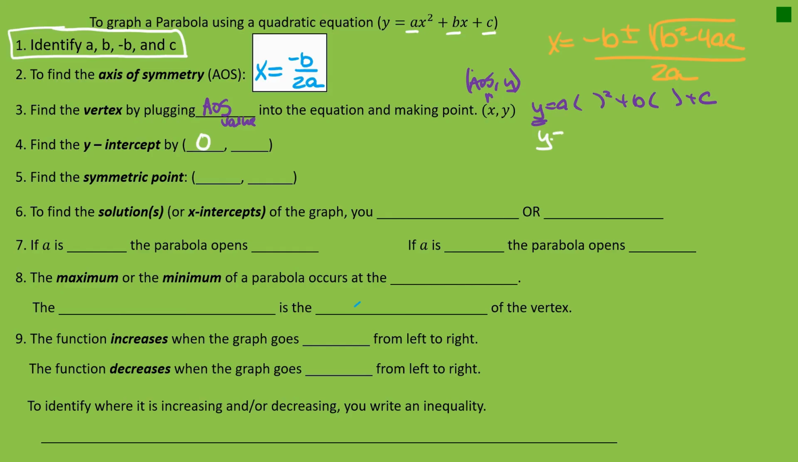The y-intercept is always where x is 0. So if you do that, you get y equals a times 0 squared plus b times 0 plus c. That's 0 plus 0 plus c, which is just c. The symmetric point, remember, you walk from the y-intercept to the axis of symmetry, and then you walk that much space again. So it's 2 times the axis of symmetry, comma, c, because it's up at the same height.